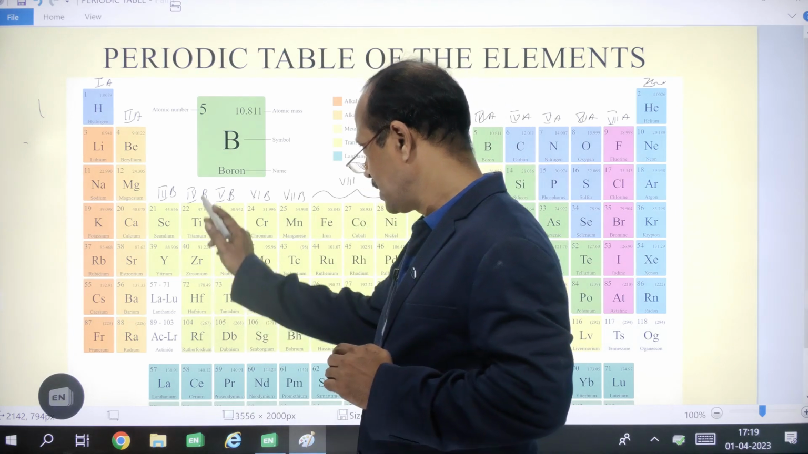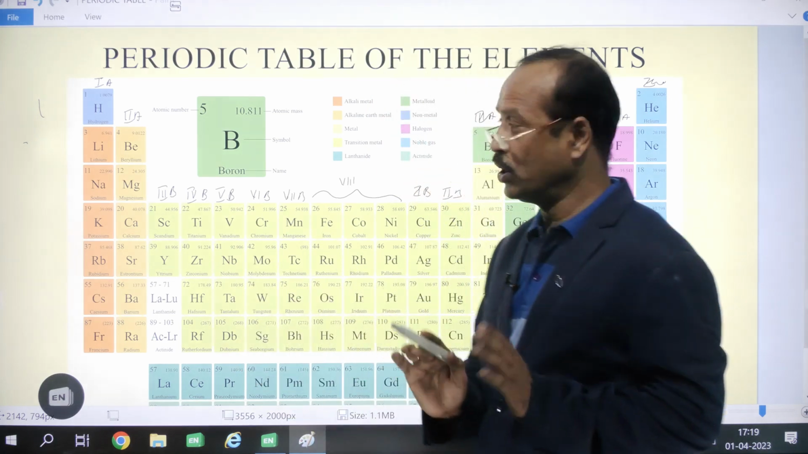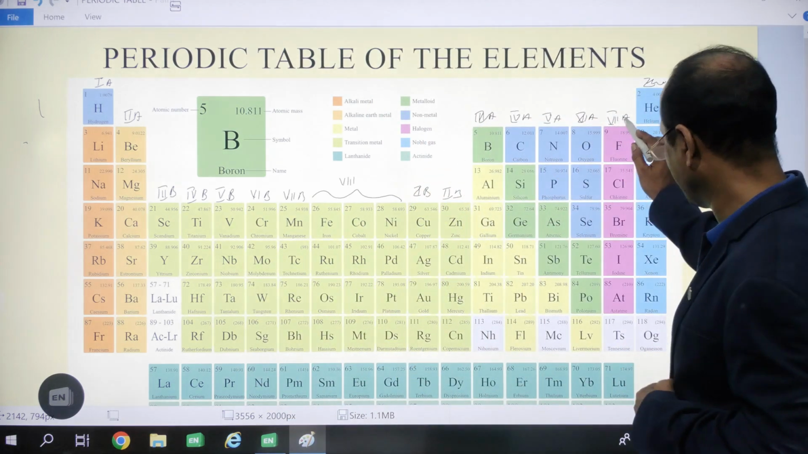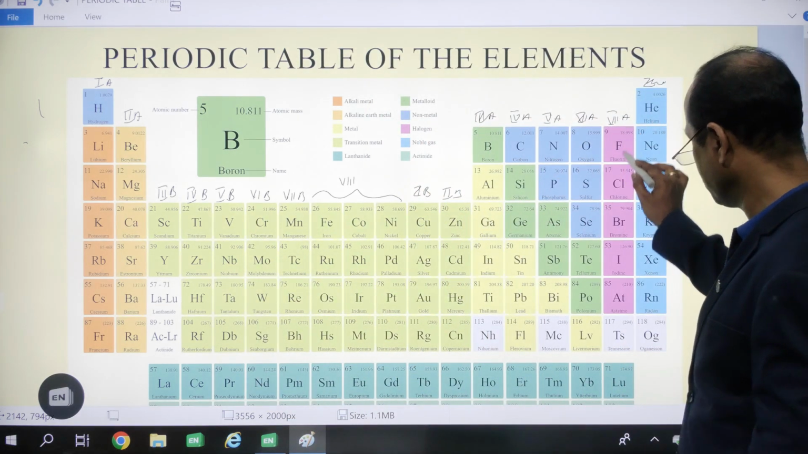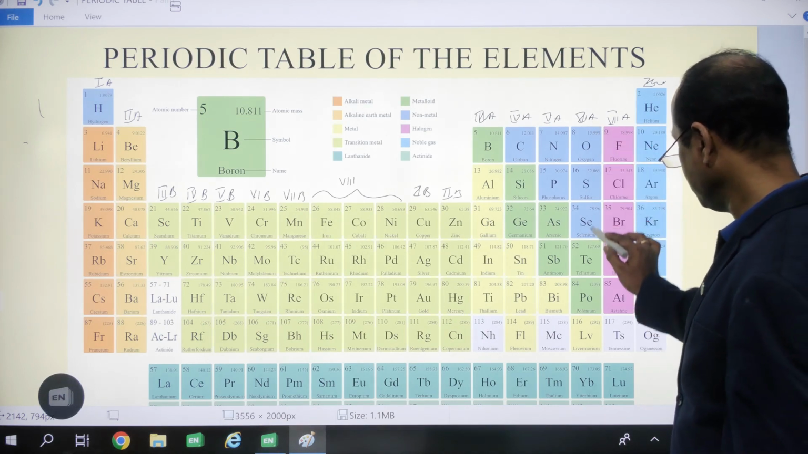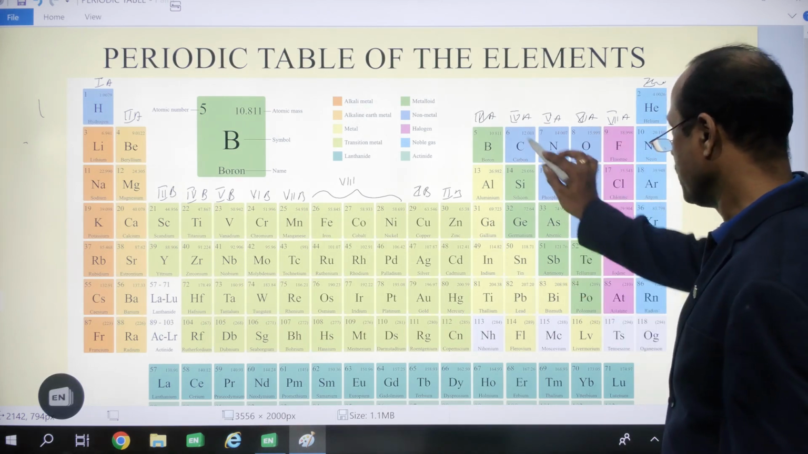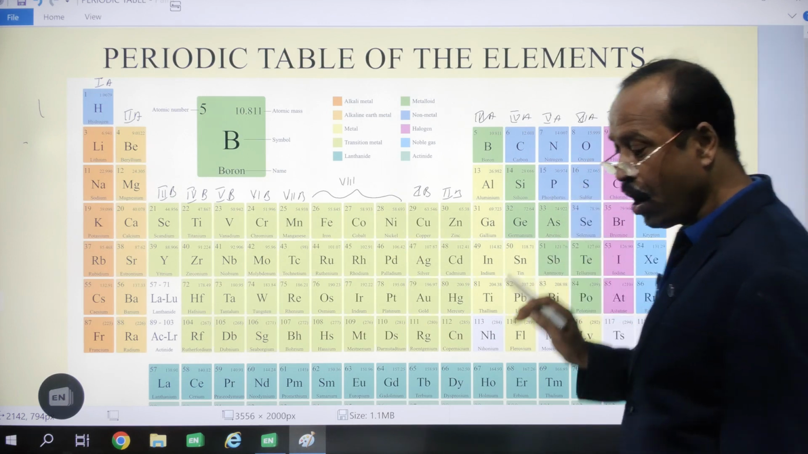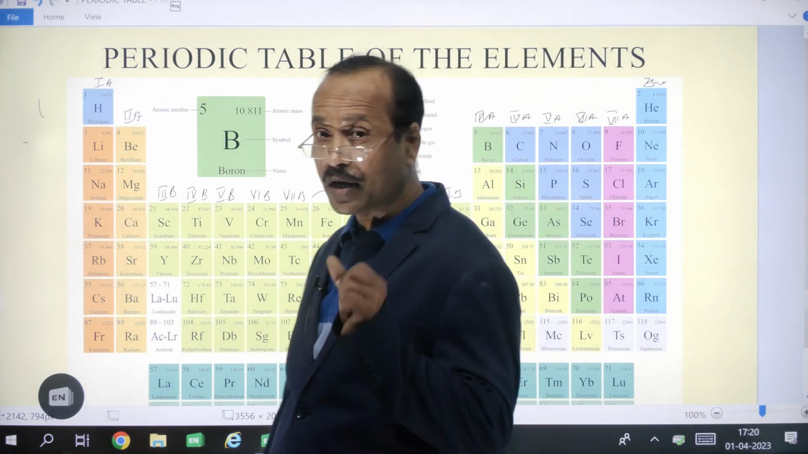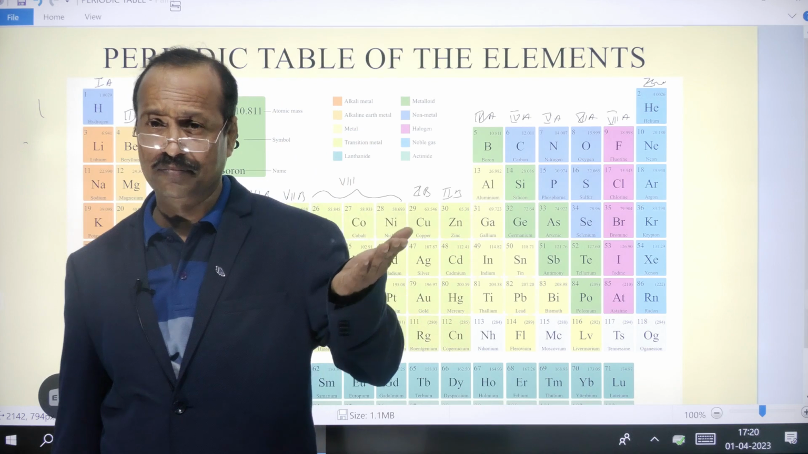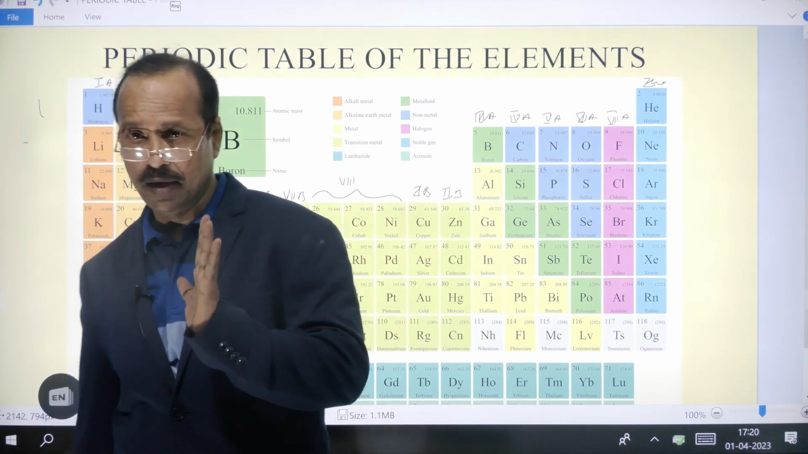Here the group number this one exhibits only 4, like this. You can see this can exhibit a maximum oxidation number of 7. This can exhibit 6. This can exhibit 5. So these are their oxidation numbers. The oxidation number should not cross its group number; that is most important.